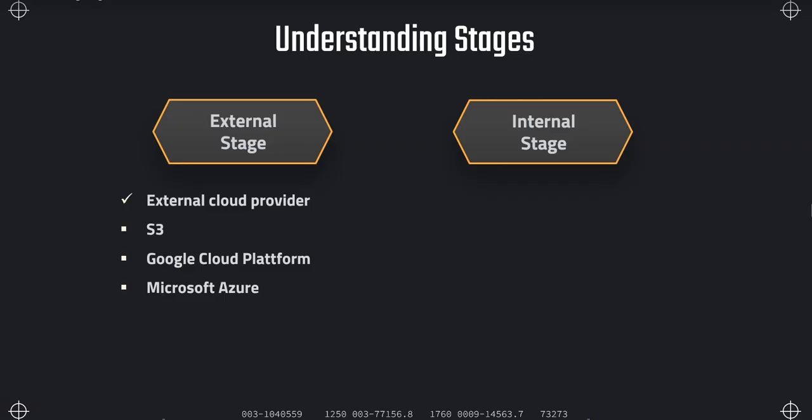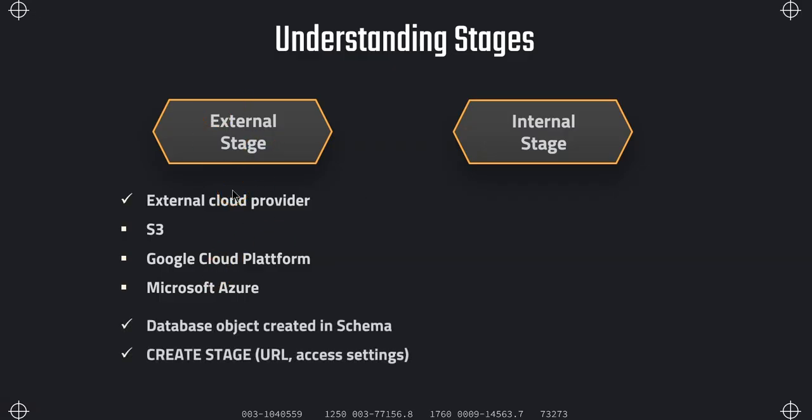The external stage is created within a database schema using the create stage command. So we just create it like, for example, also a table, and then this is an object in our schema, in our database. This is why it's a database object, and it includes properties like the URL, some access settings, and some additional settings that are also relevant to the connection.